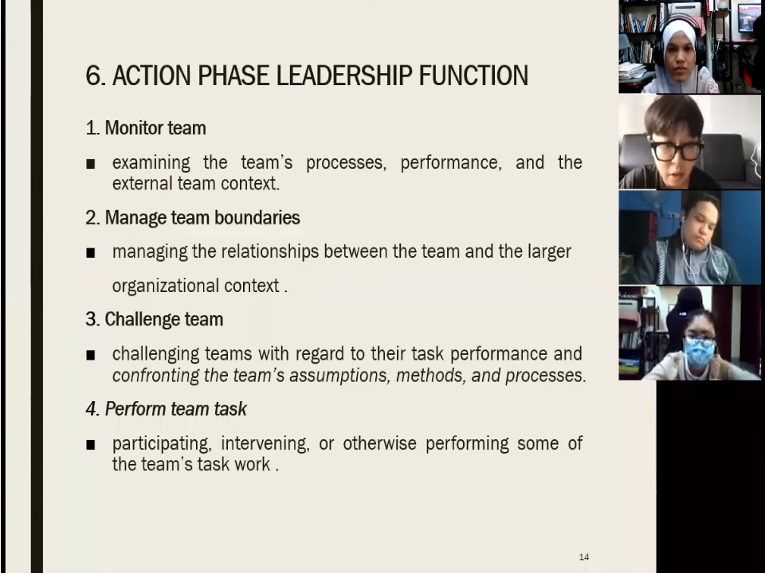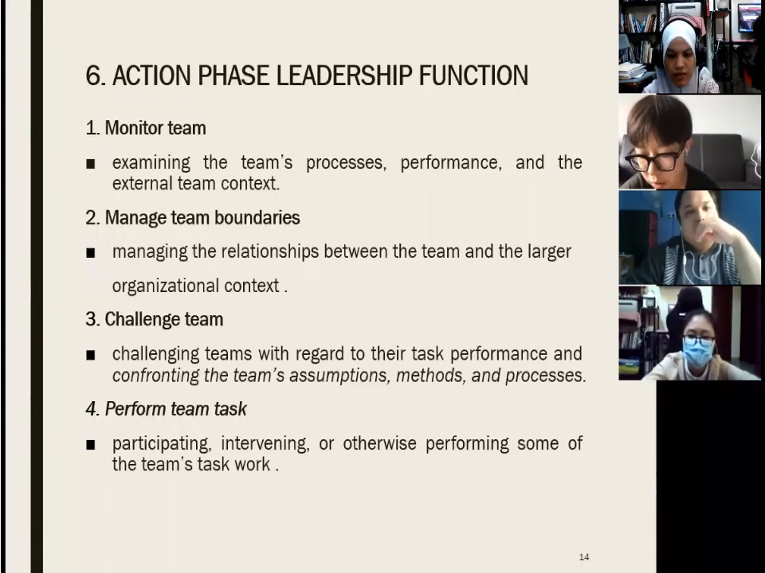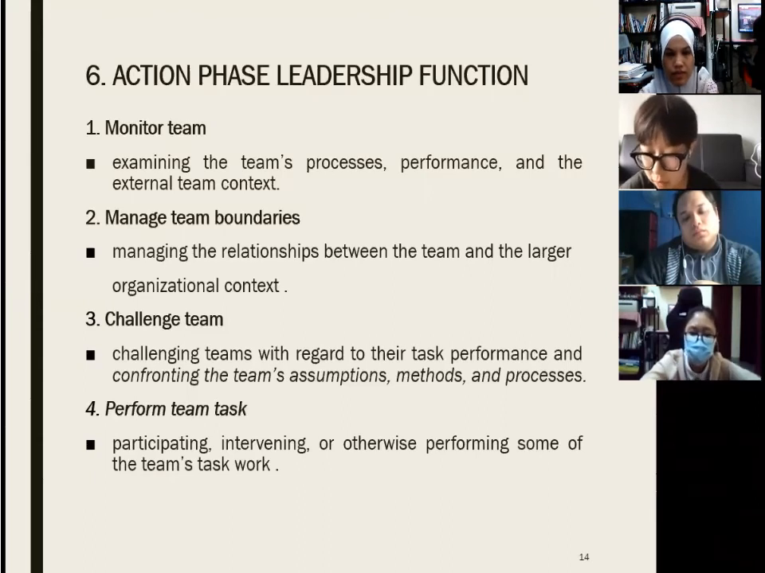And the third action is challenging team. This team leadership function involves challenging the team with regard to their task performance and confronting the team's assumptions, methods, and progress in efforts to find the best ways of accomplishing the team's work. The fourth action is perform team task. The leadership function of performing the team task involves taking a more active role in a team's work by participating, intervening, or otherwise performing some of the team's task work.